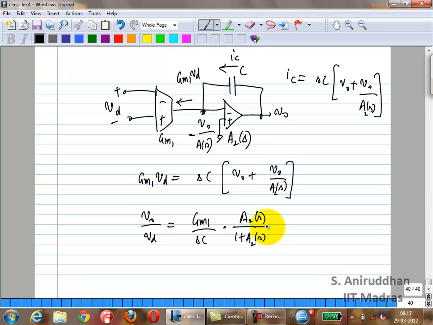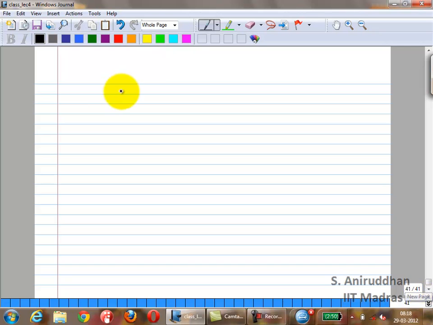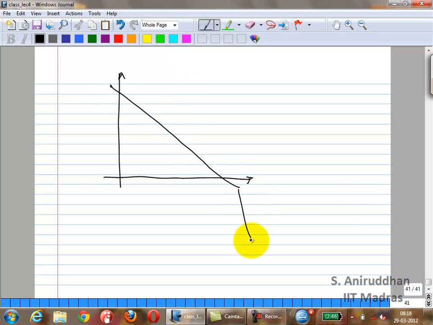So, what is A2 of S over 1 plus A2 of S going to look like? First of all, what is A2 of S? That is the gain of the two-stage op-amp, which you are going to replace the ideal op-amp with. And that you already know what that's going to look like. You ideally want it to look something like this. Correct? Is that right?